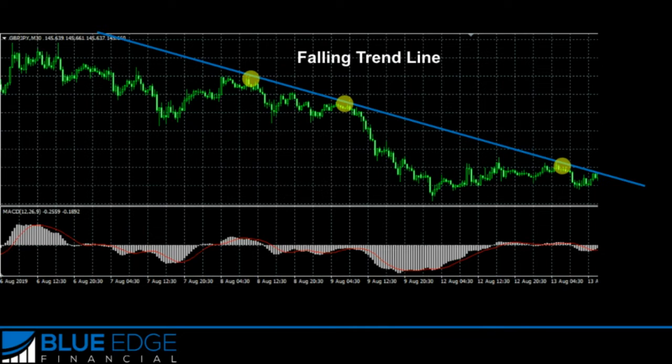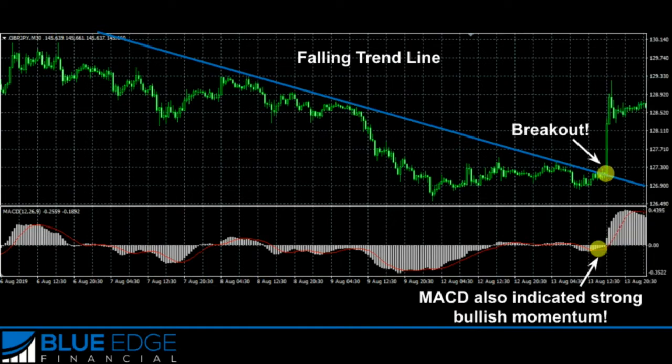Well, when price approaches your trend line, the price could either bounce off the trend line and continue the same trend, or the price could break out through the trend line and cause a reversal. And that's definitely a breakout that we want to take advantage of. However, just simply looking at the price is not enough. It would be good to use other indicators as well.